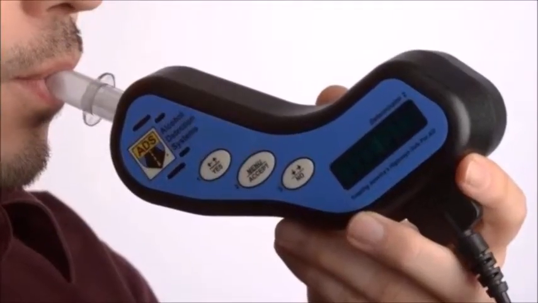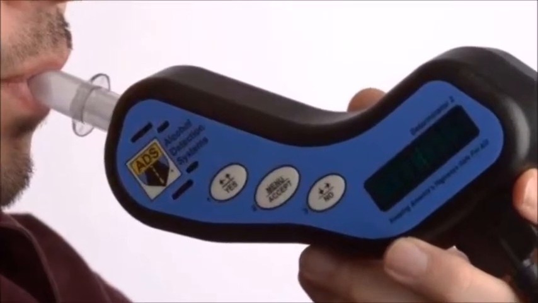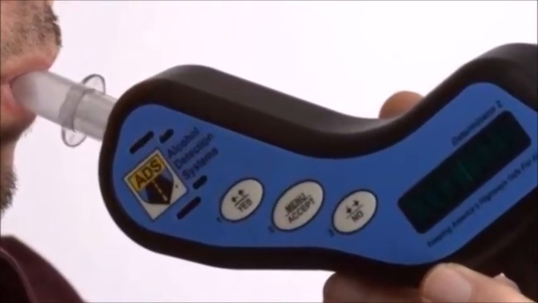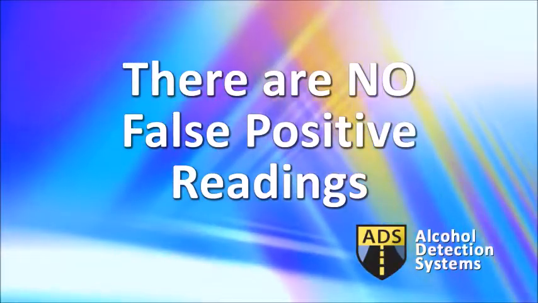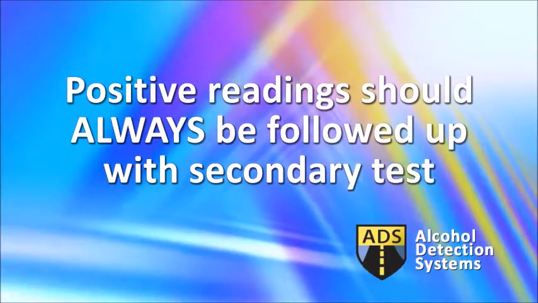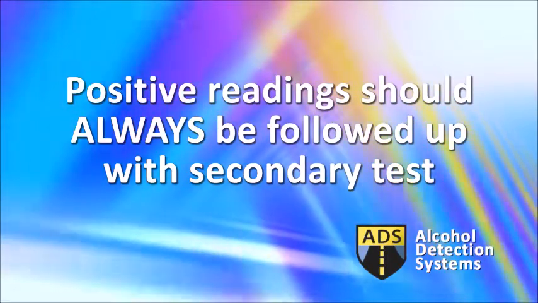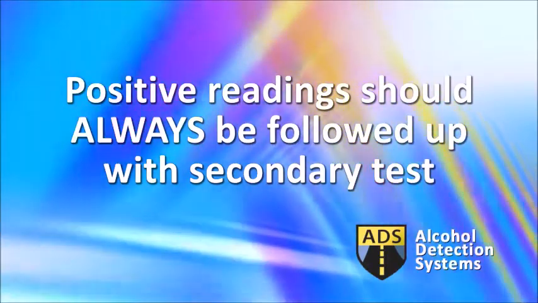Your device detects alcohol by analyzing your breath sample with an alcohol-specific electrochemical fuel cell. With electrochemical fuel cells, there are no false positive readings. Positive readings should always be followed up with a secondary test as soon as the device will allow.